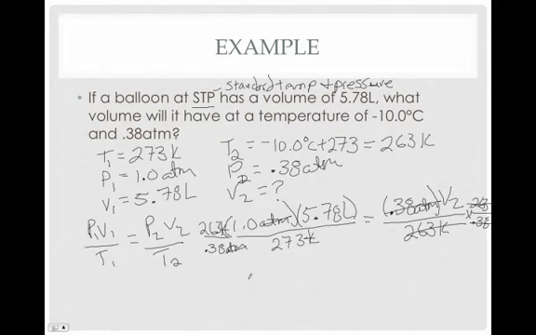And when we do that, we should get V2 equals 15 liters. So our answer is 15 liters. Hopefully, after doing all of the gas law problems that you did previously, you'll find the combined gas law to be fairly simple to use, and good luck.